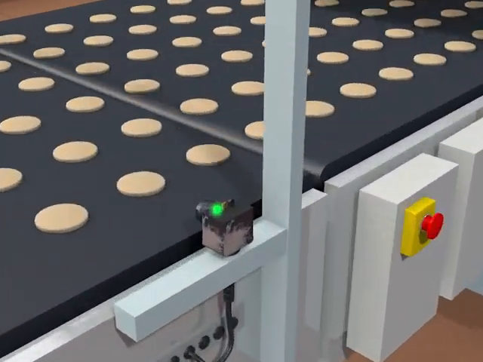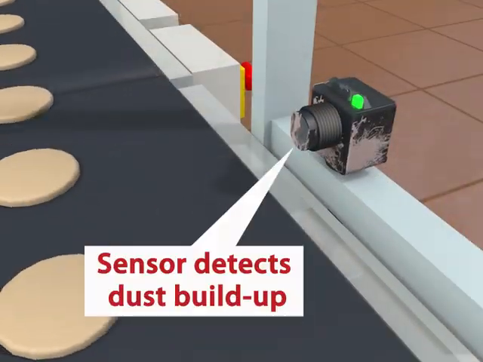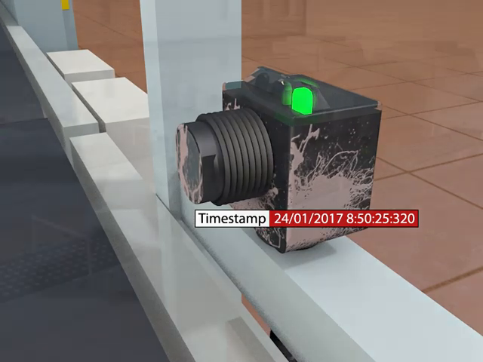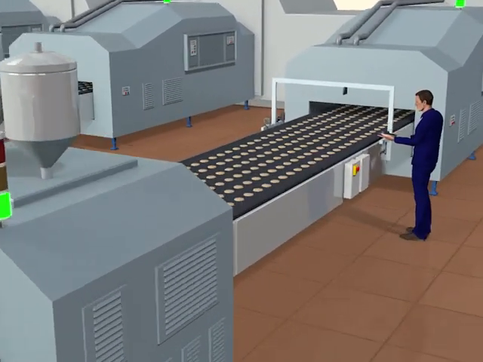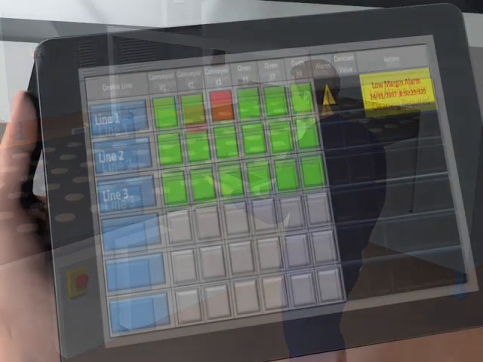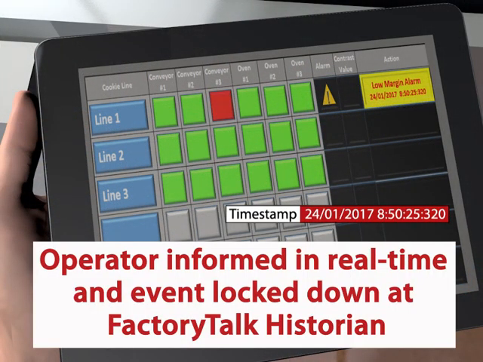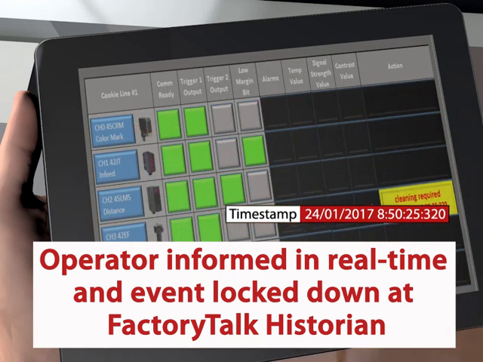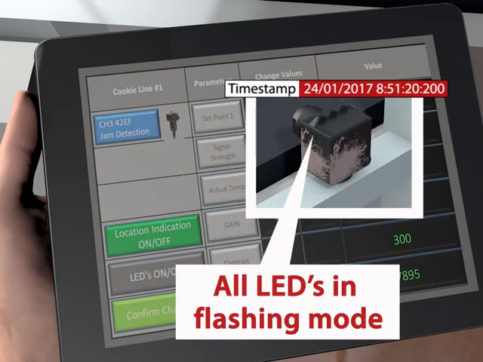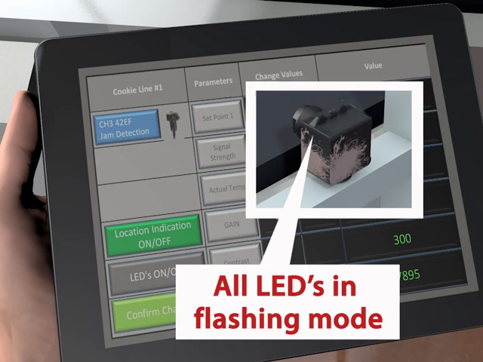In this application scenario, a smart sensor's performance begins to deteriorate over time due to build-up of dust on the device's lens. The specific time this happens is logged. The sensor's low margin issue is communicated to the operator's mobility device. The information supplied to the operator also includes the sensor's location and the time of the occurrence.